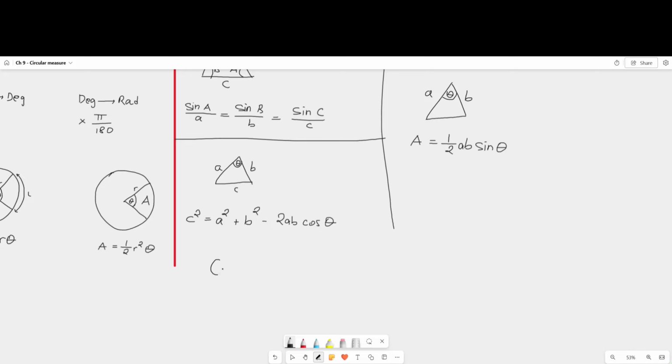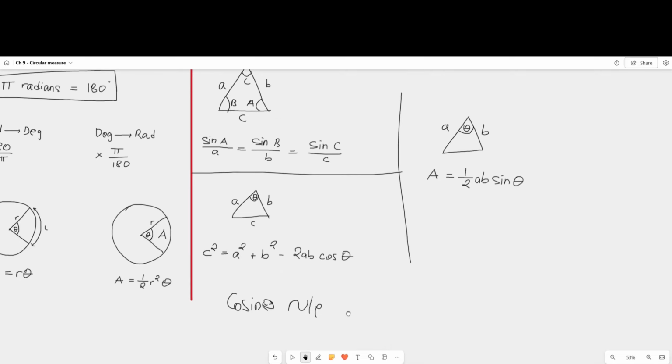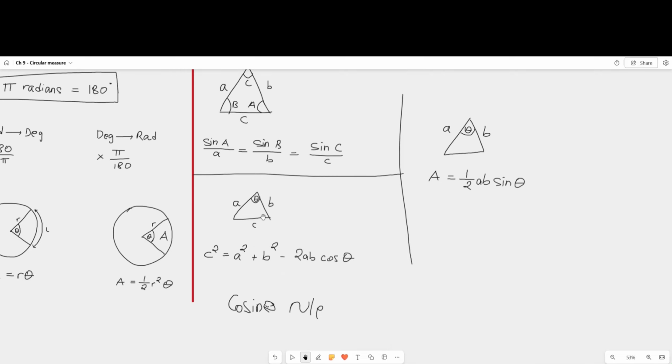And then this is the cosine rule. The cosine rule basically states that if you have a triangle with two sides a and b and an angle theta between those two sides, then you can find the opposite side c using this formula. So c squared is equal to a squared plus b squared minus 2ab cosine theta. Just take the square root of both sides to get c.